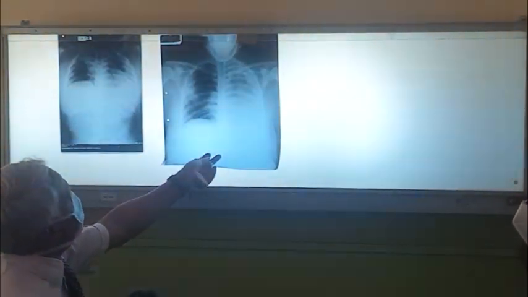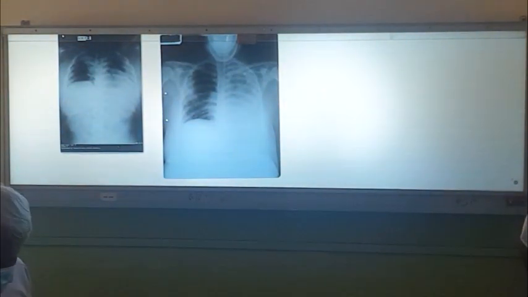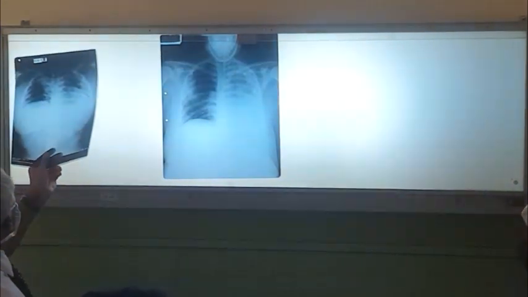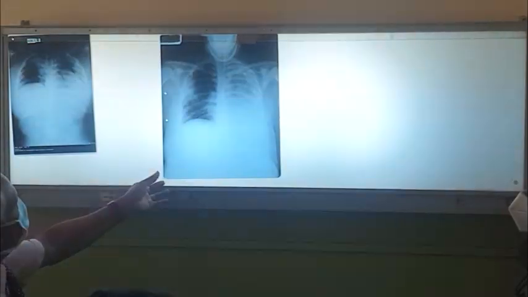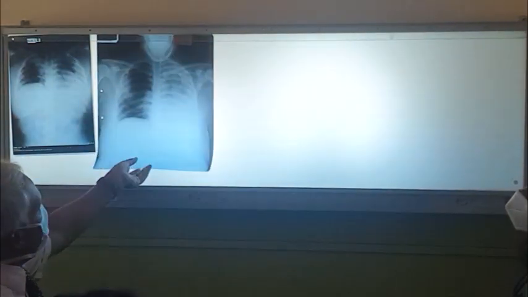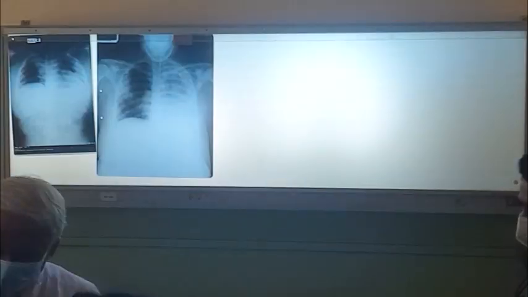obstruction, right? So you can see these are ICU patients. Both are two different patients from the ICU, right?